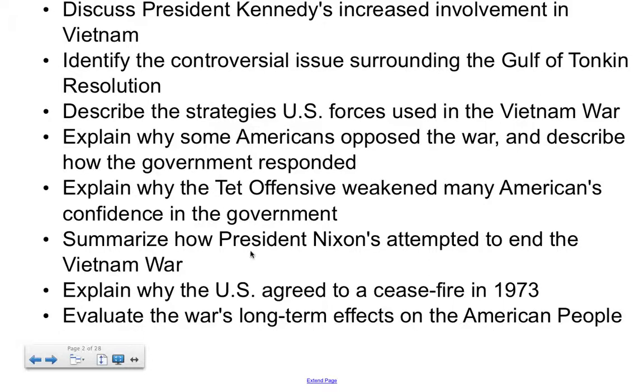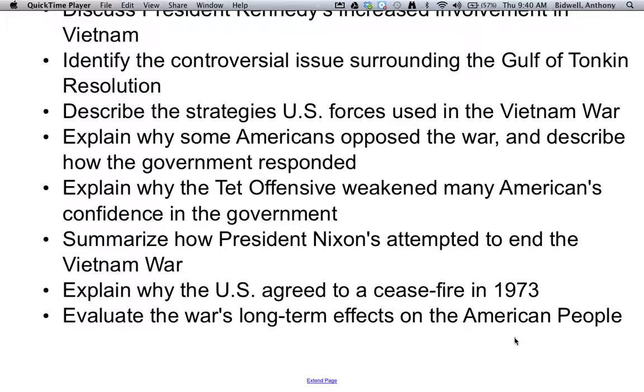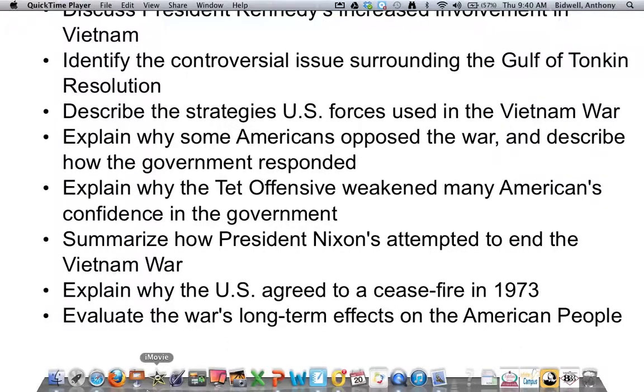Explain how the Tet Offensive led to a lack of confidence in the U.S. government, and then look at President Nixon's attempt to end the Vietnam War, and finally the ceasefire that ended U.S. involvement in the war in '73 and ultimately led to the communist takeover of Vietnam. And then lastly, take a look at the long-term effects on the American people.